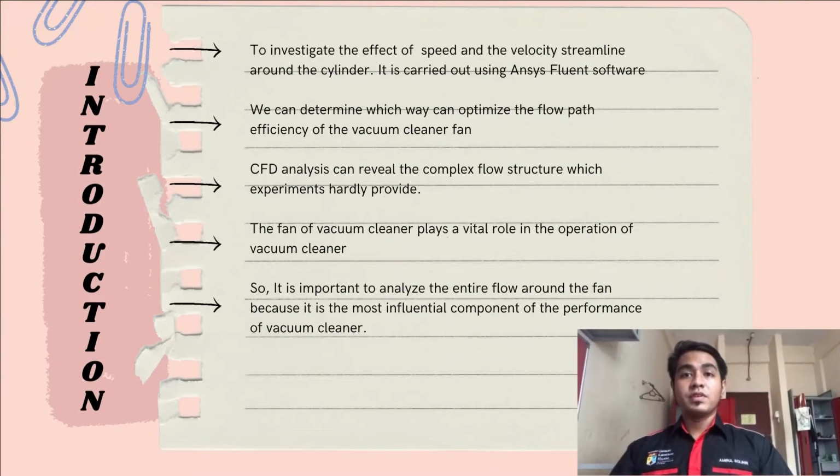The purpose of this project is to investigate the speed and velocity streamline around the cylinder. This project is carried out using ANSYS Fluent software. It is one of the computational fluid dynamics (CFD) applications. With this software, the analysis of vacuum cleaner fan performance can be done faster.